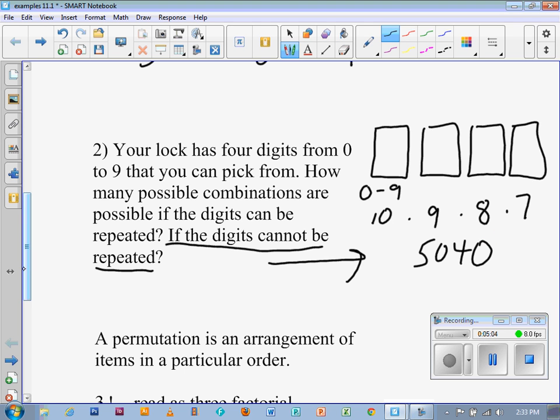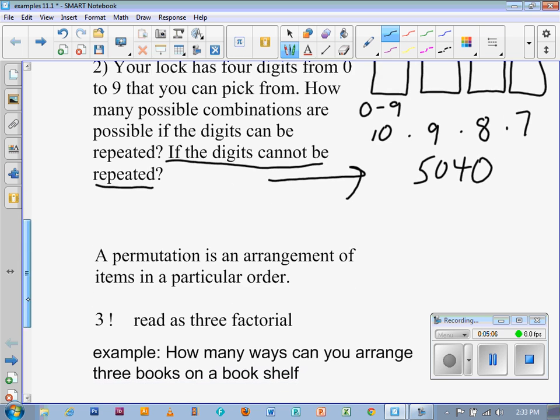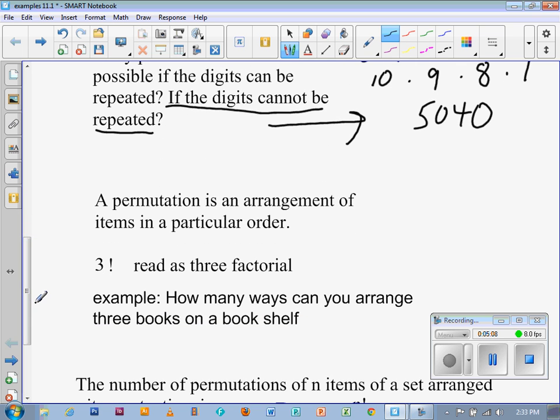Now, in this particular chapter, the first lesson, we also have what we call a permutation. What I'm going to do first is define it and then give you an example of what a permutation measures. The definition is right here. A permutation is an arrangement of items in a particular order. Right here, you see the exclamation point next to the 3. That's read as 3 factorial.